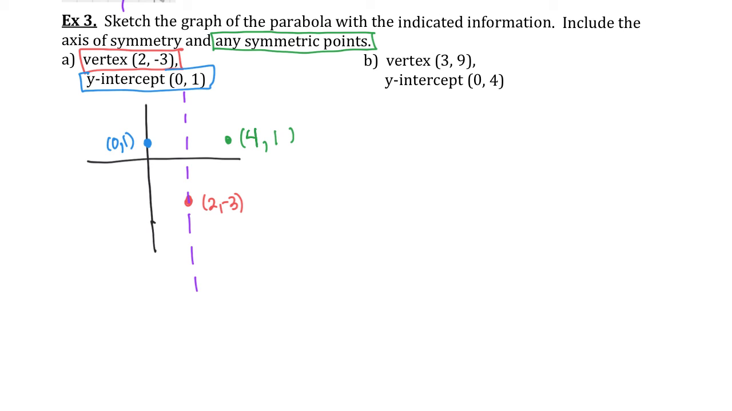Okay, and then after all of that, I have all 3 points I'm looking for. I'm going to sketch a graph from my parabola. It should look like a U shape. And I do put arrows at the ends. That's my sketch. Okay, we're going to do one more like that.